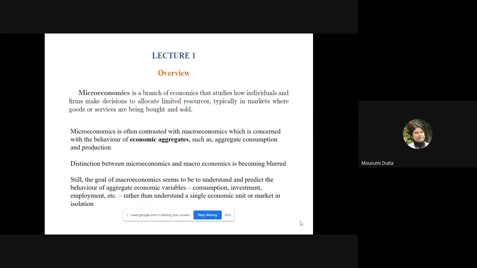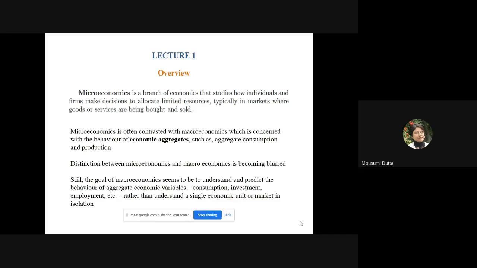When we are using the term micro, that means we are focusing on a small unit. So really in microeconomics, we focus on a small unit. The small unit may be a particular individual who buys something from the market. In the language of economics, we call that person a consumer. So in microeconomics, our focus will be on a consumer, or a particular seller or producer of a commodity.